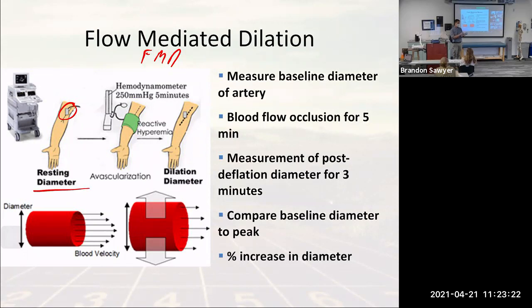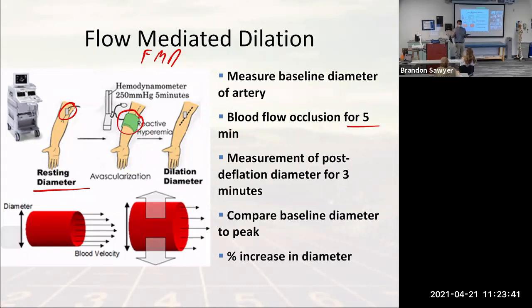Okay, and then what you do is you take a blood pressure cuff and put it on the forearm, and then pump it up to 250 millimeters of mercury. So you're cutting off blood flow beyond the cuff. Okay, and then you do that for 5 minutes. So you occlude the blood flow for 5 minutes, and then you release that cuff.